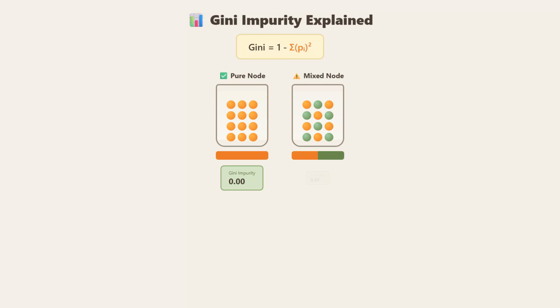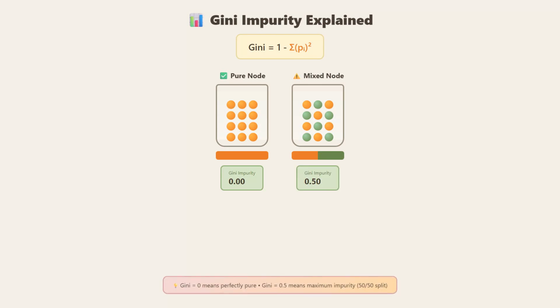Imagine you have a jar full of marbles. If all the marbles are the same color, like all orange marbles in our pure node example, then the jar is perfectly pure. In this case, Gini impurity equals 0. The probability of picking an orange marble is 100%, so 1 minus 1 squared equals 0.